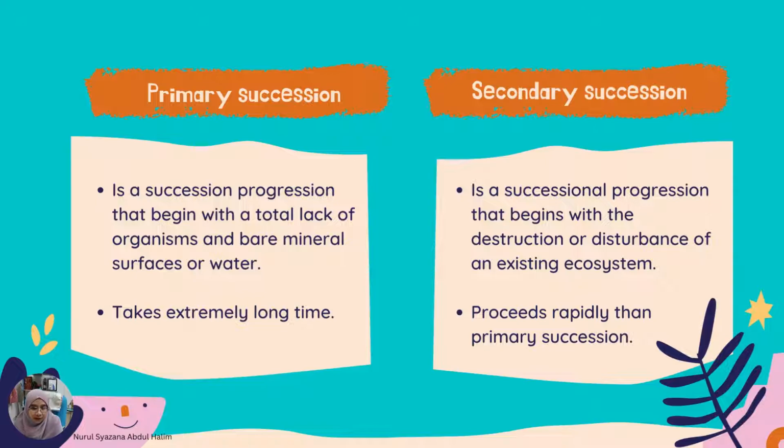There are two types of succession. A primary succession is a successional progression that begins with a total lack of organisms and bare mineral and also surface water. Normally, it takes an extremely long time to reach climax community, whereas a secondary succession is a successional progression that begins with the destruction or disturbance of an existing ecosystem, such as fire or volcano eruption. The process proceeds more rapidly than primary succession.